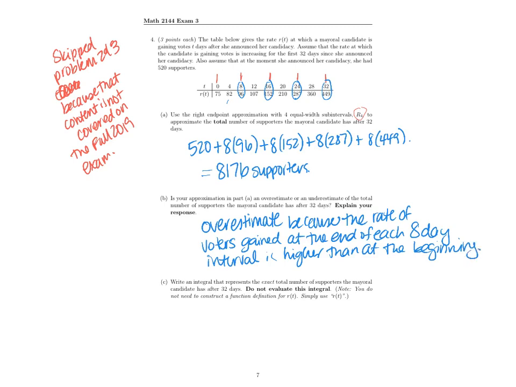Okay, and then write an integral that represents the exact total number of supporters after 32 days. So that integral would be, we'll just say 520 supporters plus the integral from 0 to 32 of r of t dt. Okay, and so that would be the exact number of voters.